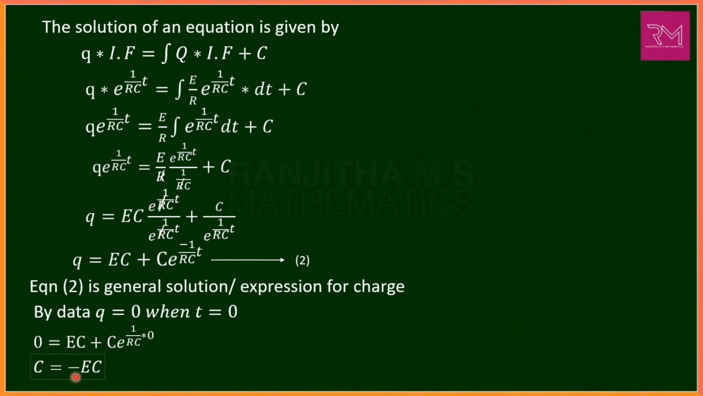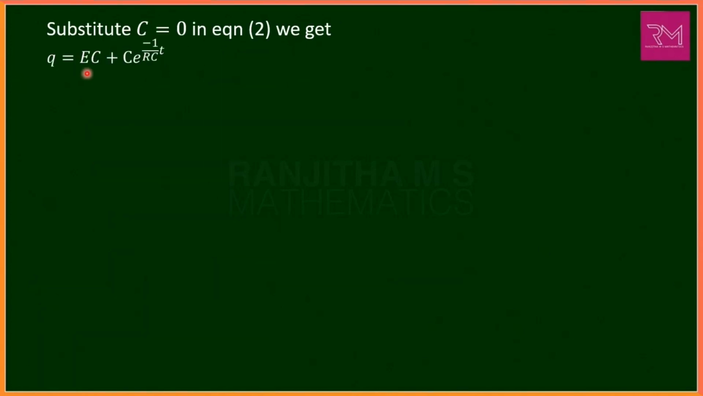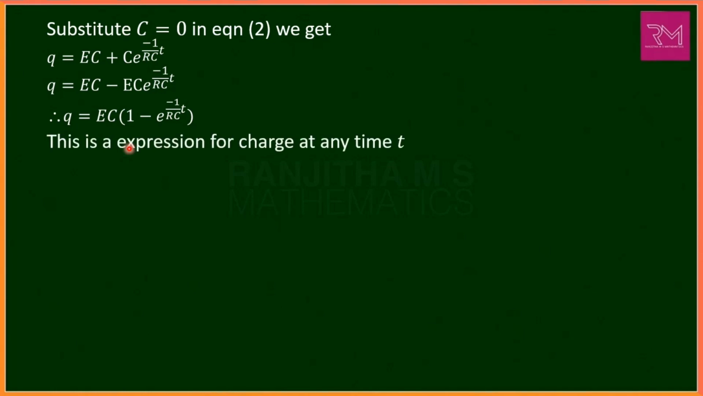Next step, substitute this c value in equation 2. Equation 2 is q equal to EC plus c into e power minus 1 by RC into t. Substitute the c value as minus E into C. We get q equal to E into C minus E into C into e power minus 1 by RC into t. Here we can take E into C as common. We get q equal to E into C into 1 minus e power minus 1 by RC into t. So this is an expression for charge at any time t.